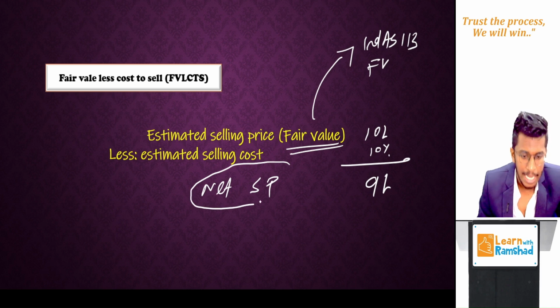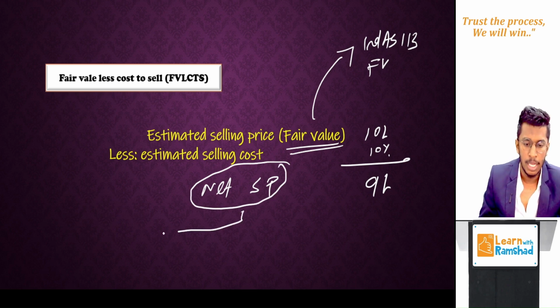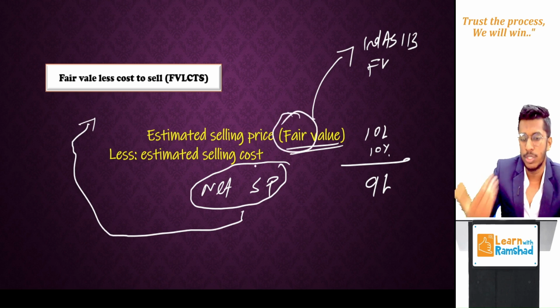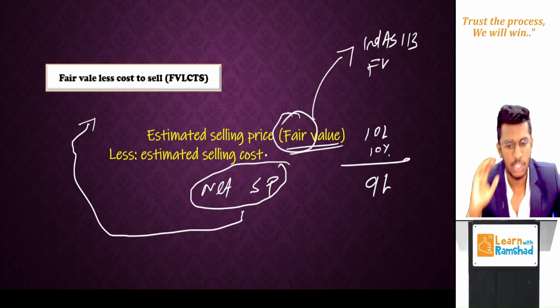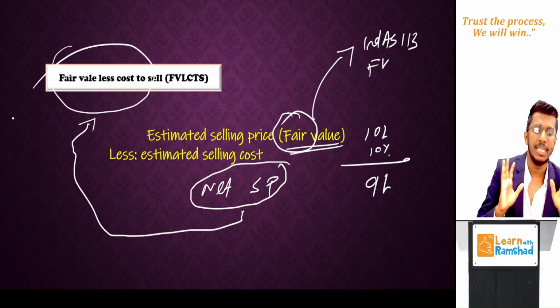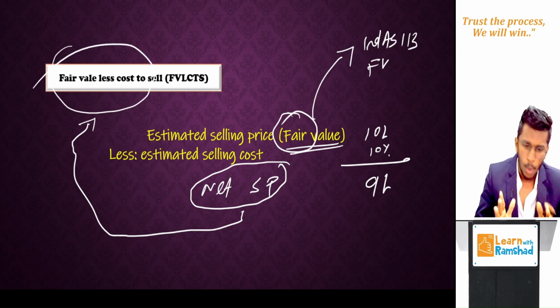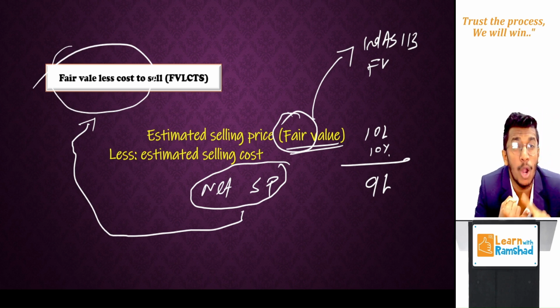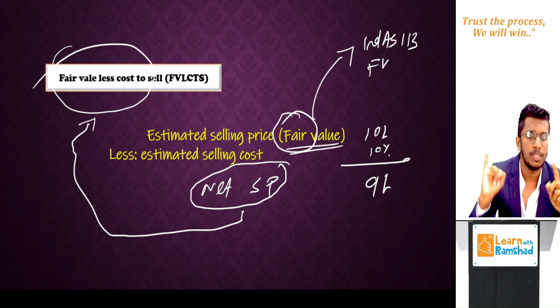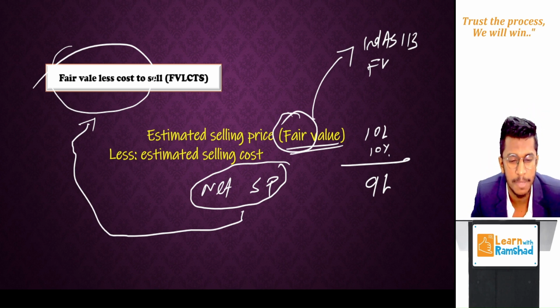This net selling price is officially called fair value minus cost to sell, right? That's it. So this word itself gives you the meaning of FVLCTS, right? That's it. Okay, so remember, how do we get fair value less cost to sell? Estimated selling price minus estimated selling cost.